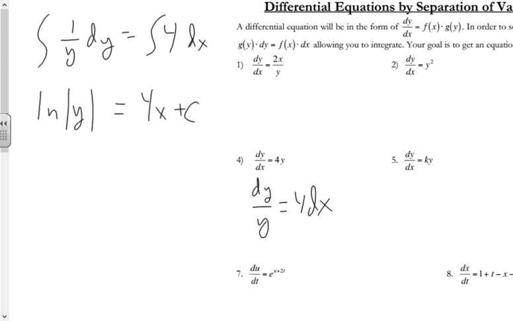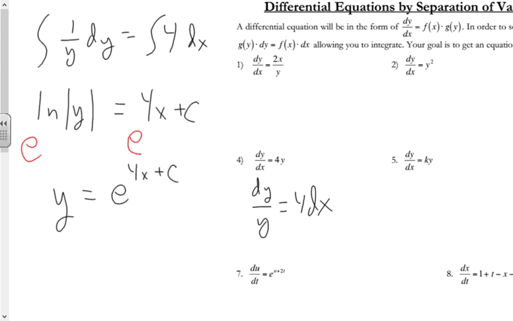It's really nice to have it in terms of y. So if I exponentiate both sides, if you treat both of those as exponents, the e and the ln cancel out nicely. So y equals e to the 4x plus c.